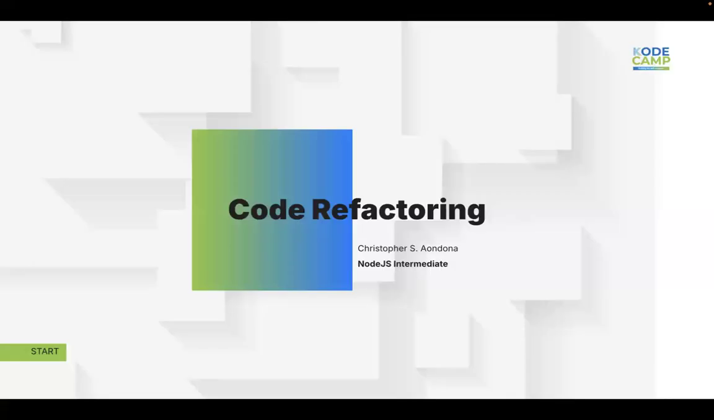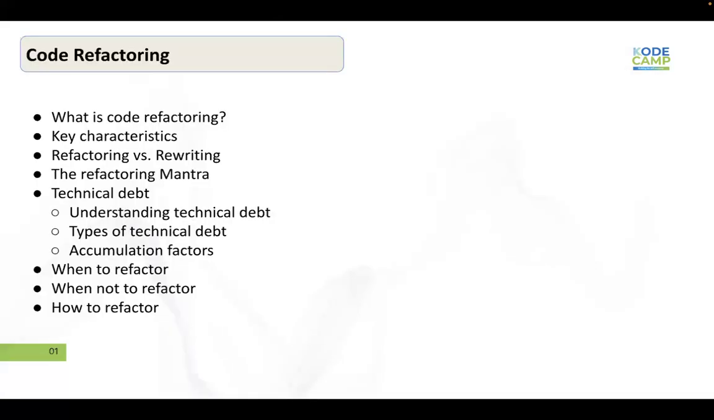So what is refactoring? This one would be a sharp one, so just pay attention. Under refactoring, we'll look at what code refactoring is, the key characteristics, refactoring versus rewriting, the refactoring mantra, and technical debt. For those of you that have been hearing about technical debt and don't really know what it is, we'll understand what technical debt is, the types of technical debt, accumulation factors, and all of that. So we learn how to refactor, when not to refactor, and how to refactor. All this, we just briefly do it, so at least we have a basic knowledge of all these things. They are really, really necessary.